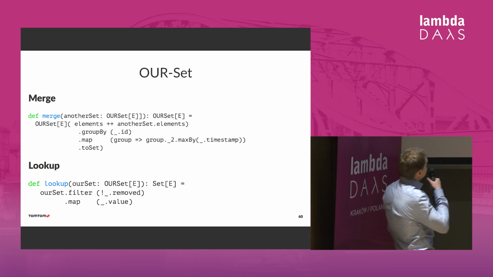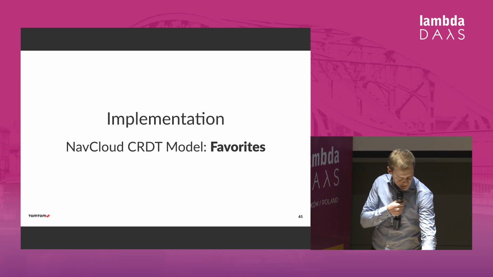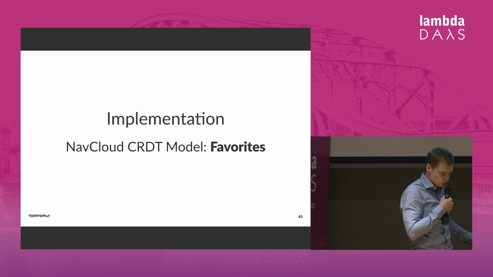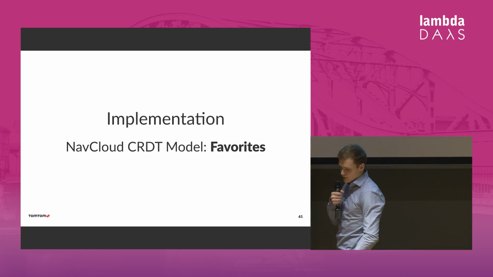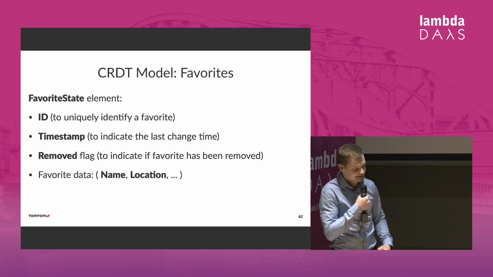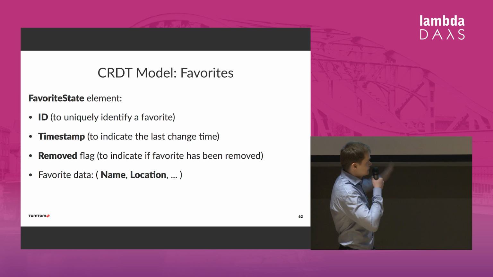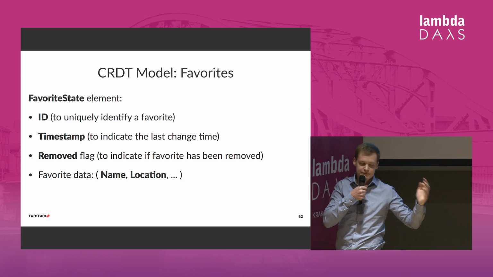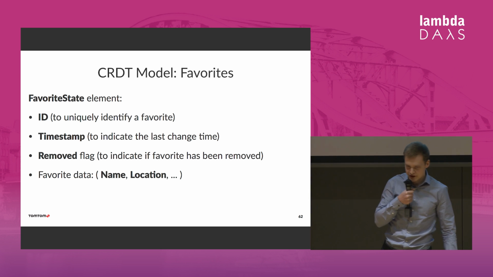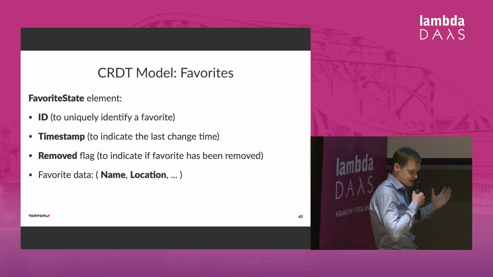And again, here's the code sample of how you can implement that. Basically, exactly what I said about grouping. Okay, so once we were determined that we wanted to go that way, and we had our modeled set, we started modeling the favorites API using our set. We have the set of attributes that we want to synchronize, which is the favorite data, right? Like name, location, whatever. And we have these three additional metadata fields, which are encapsulated by this favorite state element. This metadata is needed for synchronization.